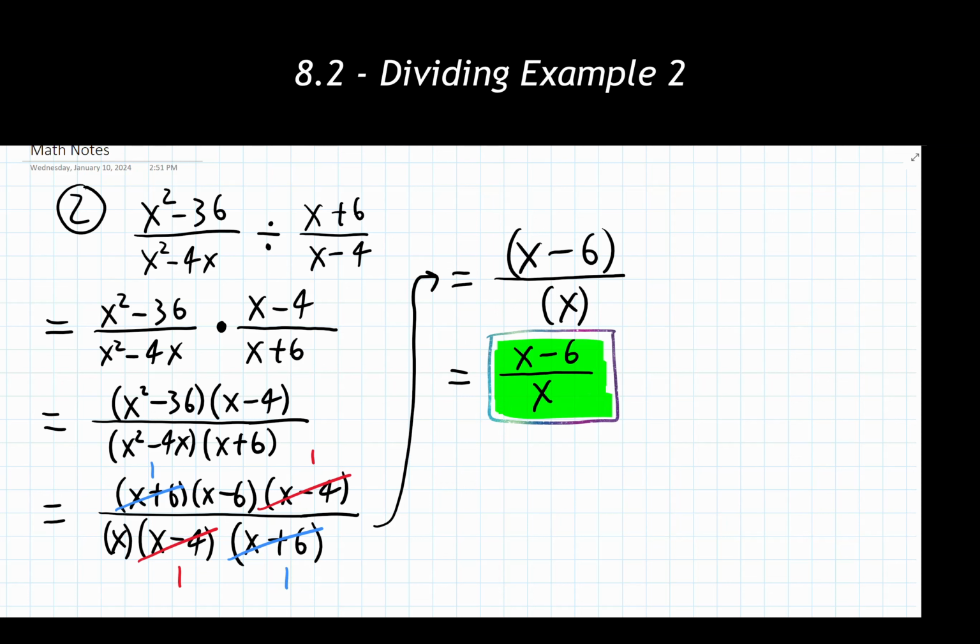And again, if you were looking at this and thinking, well, hold on, can't I cancel the x's here? Did you factor anything out from the numerator? And did you factor anything out from the denominator? If you didn't, then you cannot cancel those. We can absolutely never pick and choose things to cancel in a rational expression. It is always factor and then cancel.